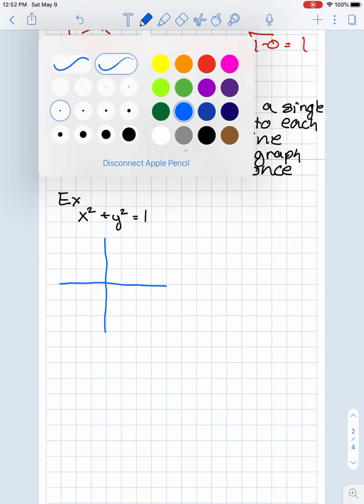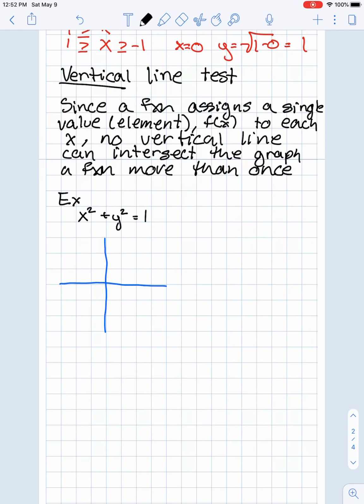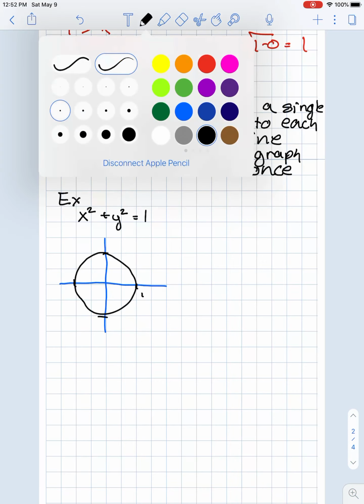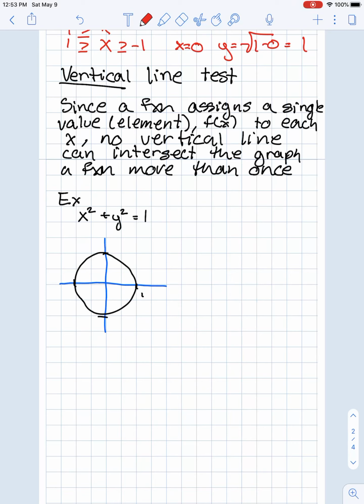So if you remember anything from, I don't know what class this is in, geometry, this is a circle with radius 1. So let's call this 1. Circle, circle, circle. Amazing. I am an artiste. Well, we can see that when we do a vertical line at 1/2, I intersected these 2 points. So this is not a function.